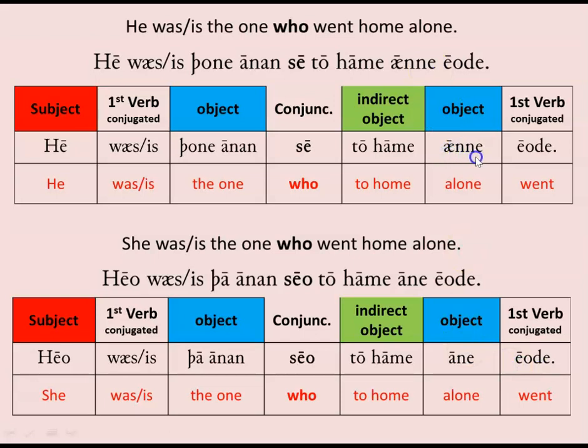Notice the object here, this was the masculine accusative, this was the feminine accusative. Okay, that's the difference there. Same verb, eoda. Tohama, same indirect object. The conjunction, the relative pronoun use is different. For him, it's a say. For her, a seo. Okay, heo is tha anan seo tohama ane eoda. She is the one who to home alone went. Notice the differences there.